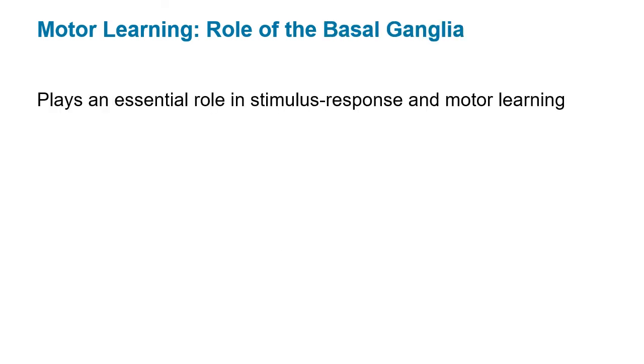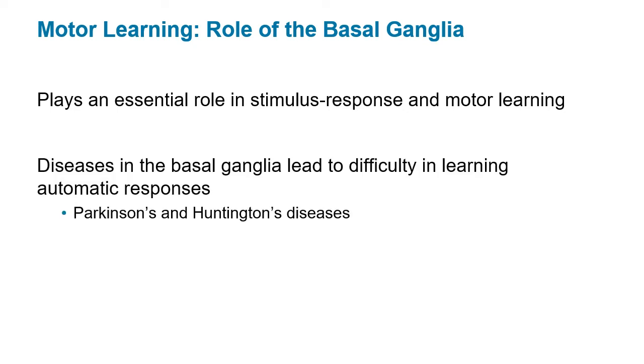So when we're talking about motor learning, we also have to look at the basal ganglia, just like we looked at it for stimulus response learning, and how basically when you have damage to the basal ganglia, it can lead to difficulty in learning these automatic things. So both Parkinson's and Huntington's result in damage to the basal ganglia. And this damage to the basal ganglia actually results in difficulty in learning motor movements.